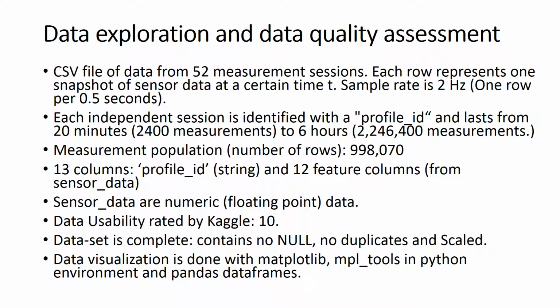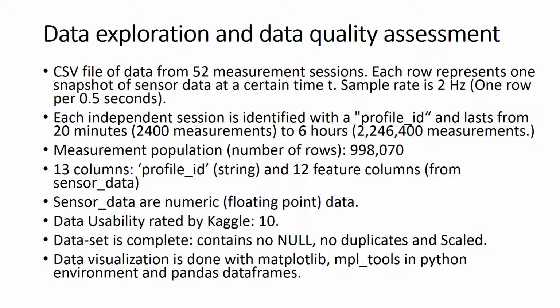Well, just some comments about data exploration and data quality assessment. The CSV file has data from 52 measurement sessions. Each row represents one snapshot of sensor data at a certain time t inside each measurement session. And the sample rate is 2 Hz, meaning that one row every half second.